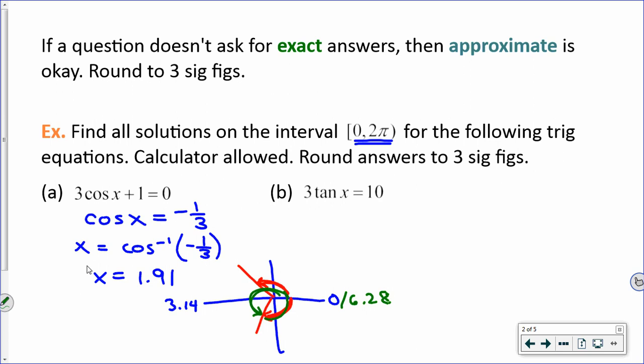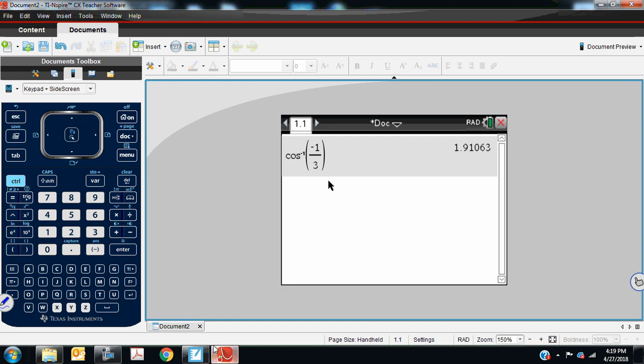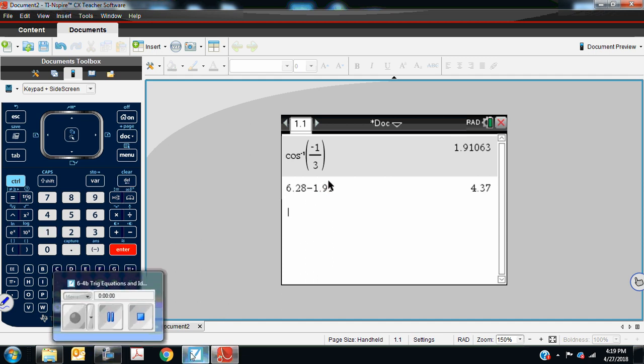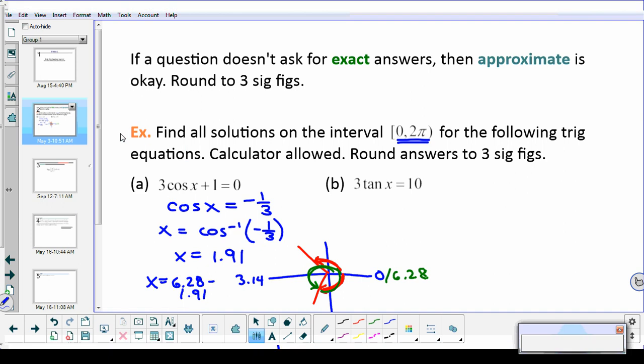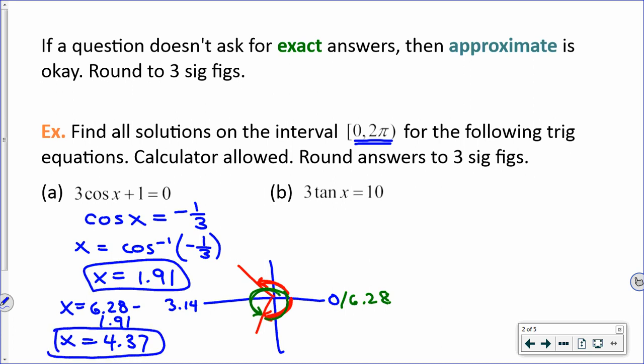So to find the other solution for x, we'll have to do 6.28 minus 1.91, which we can go to do on the calculator. So that's the flaw with using a calculator to do inverse trig. It only ever gives you one solution, and you have to do a little bit of fancy footwork to find the other one. So 4.37 radians as our other solution for x. So these are the two angles that have a cosine of negative 1/3.